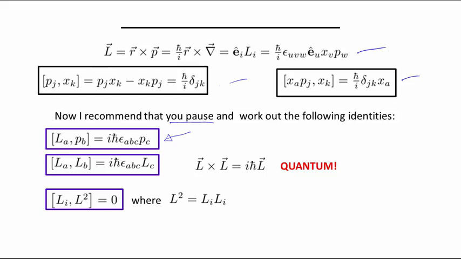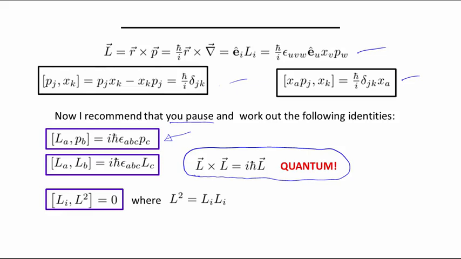Now here's the most important one. The commutator of the different components of angular momentum with themselves is really of the same form because L is a vector. So this allows us to write another amusingly quantum expression. The cross product of something with itself is an imaginary number times that thing. So this is truly a quantum identity.